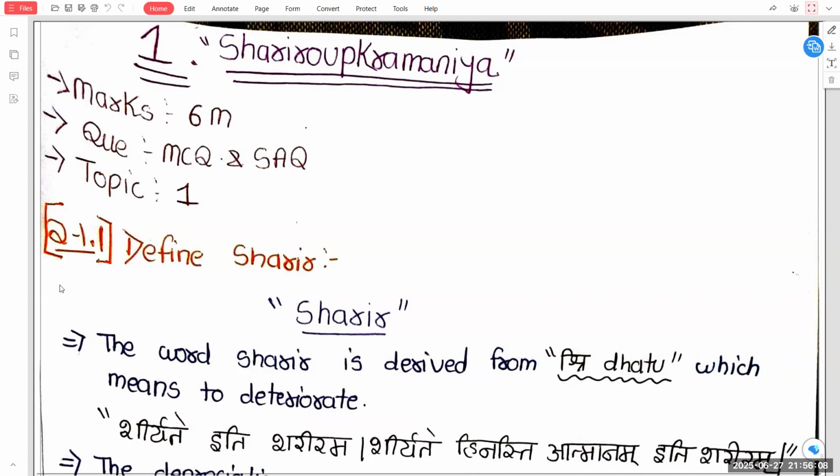Hello, I am Vaidikruti Bhavsar, and today we are going to start the first chapter of Rachana Sharir, which is Shariropkramaniya Adhyay. This is the first chapter of Rachana Sharir.